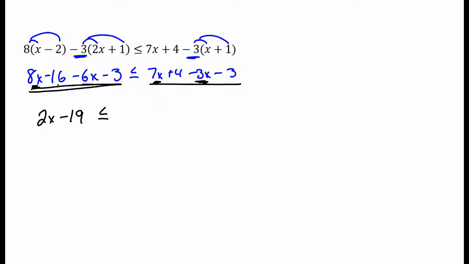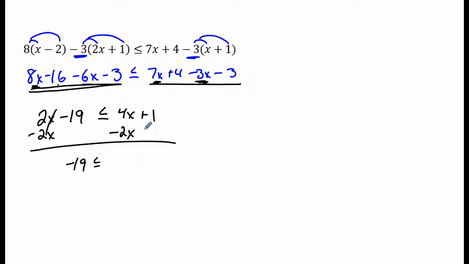I'm just combining like terms, 4x plus 1. I'm going to subtract 2x from both sides. Basically, we're solving an equation again, except I've got that little extra step to look out for, and I'm not getting one answer, I'm getting a whole bunch of answers.